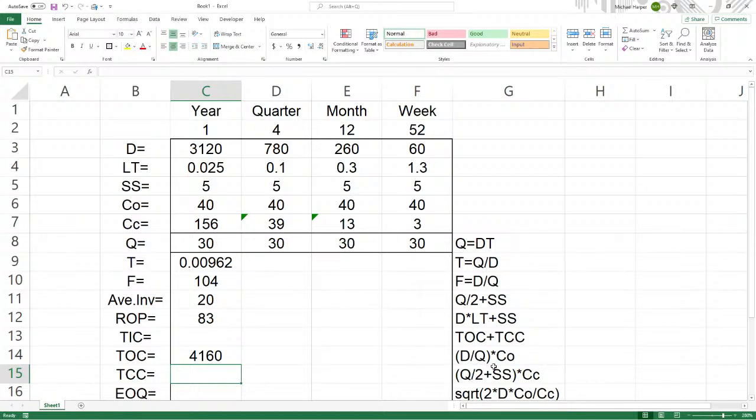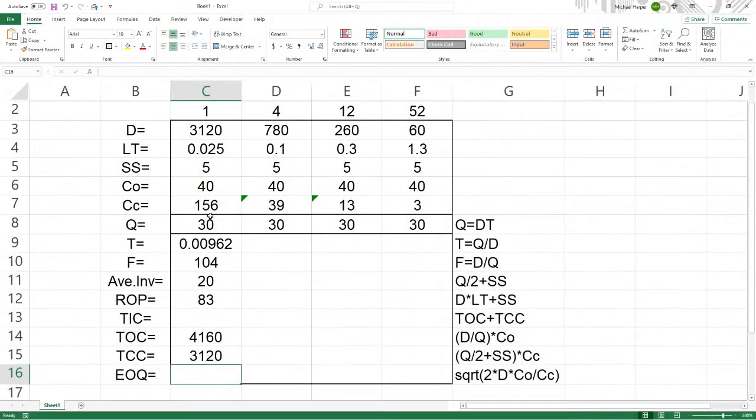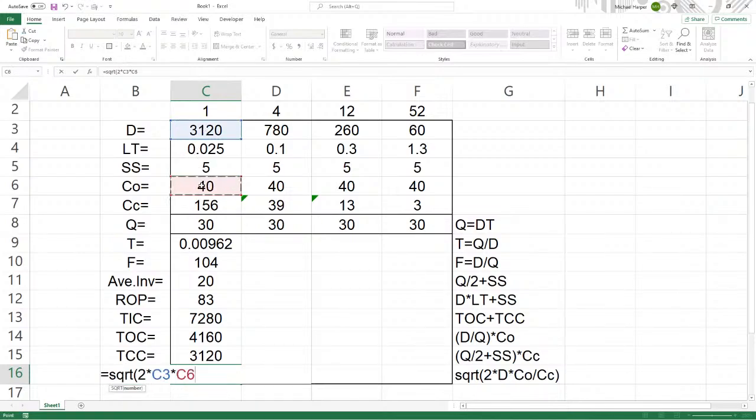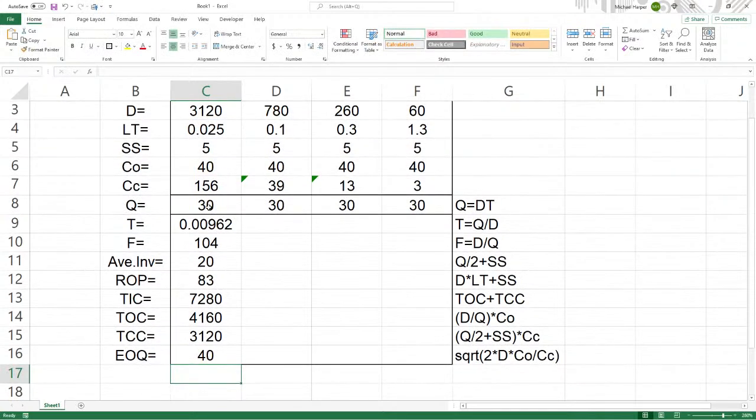Total carrying cost, okay, that's going to equal, I need to use my parentheses now, Q over 2, Q slash 2 plus safety stock, and there we go, times my carrying cost, and there we go. And we're looking good. So this equals this plus this. Okay, we're on a roll. Let's not falter here. Okay, square root of 2 times my demand times my ordering cost divided by my carrying cost. What are you? Whoa, you're 40.